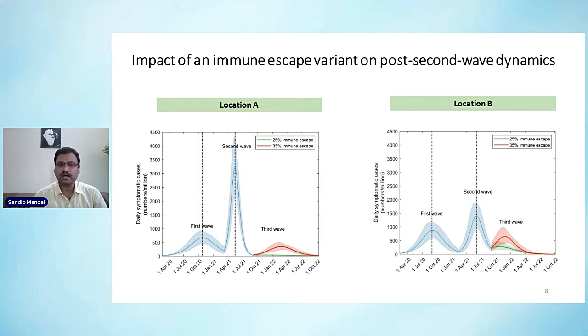The same thing would happen in B, but with higher intensity. Here the location is different, though the same variant would arise at the same time. We can see a bigger third wave for location B. Next slide, please.